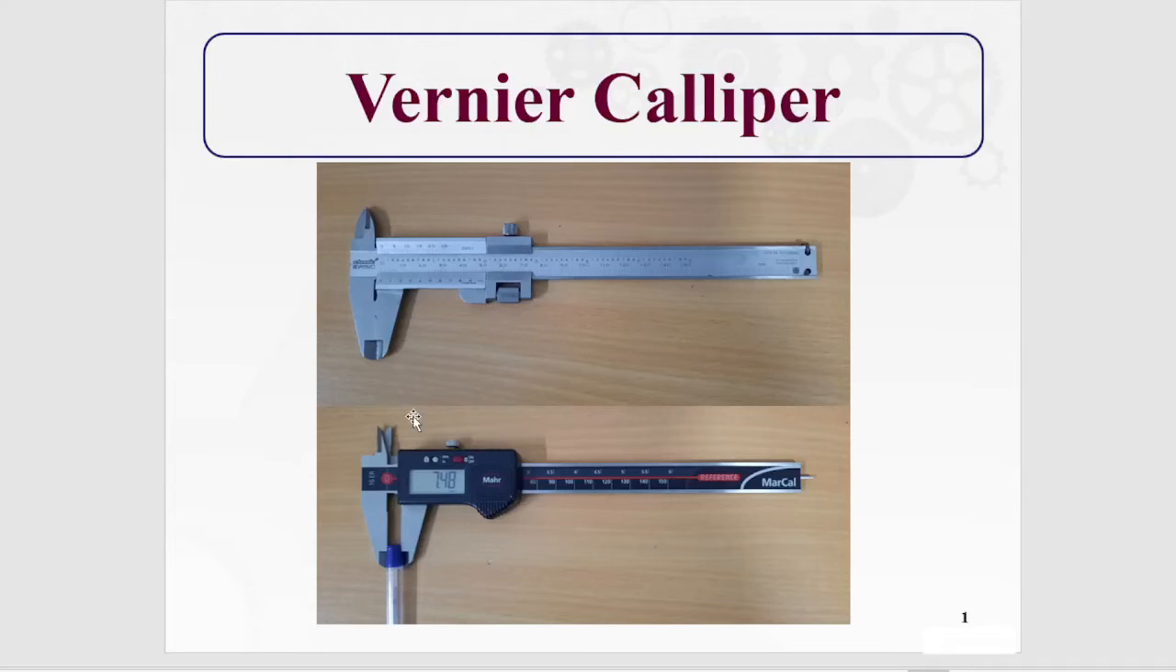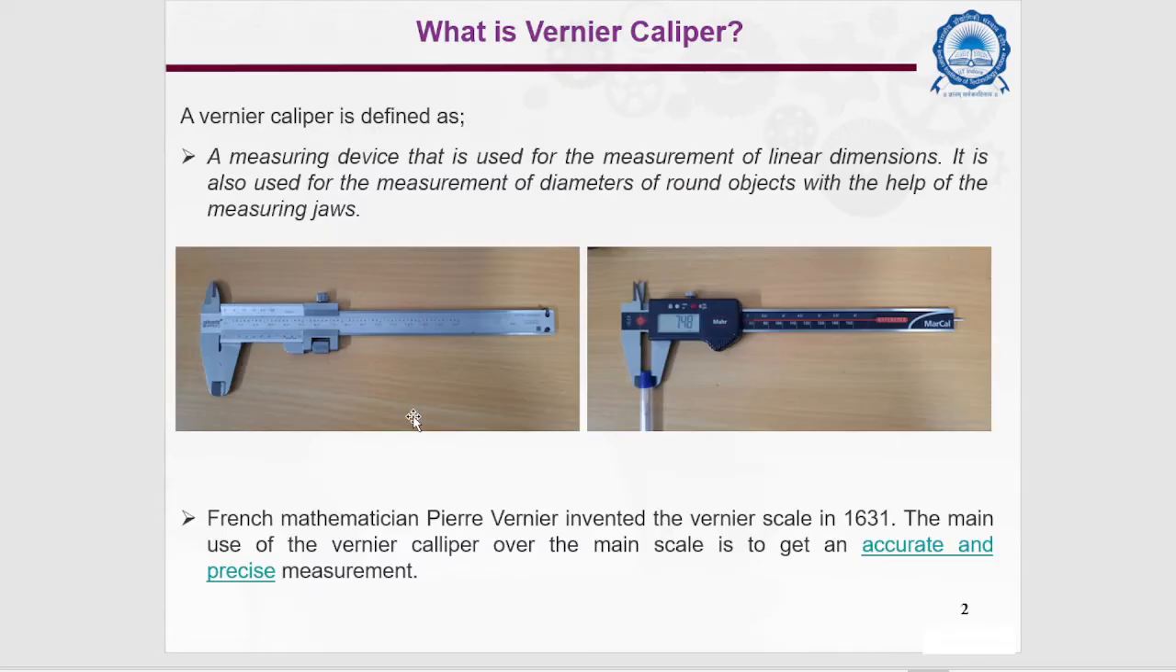Today I will discuss the basic concept of vernier calipers. So, what is a vernier caliper? A vernier caliper is defined as a measuring device that is used for measurement of linear dimension. It is also used for measurement of the diameter of a round object with the help of measuring jaws. The figure generally shows the vernier caliper: the first is a digital vernier caliper and the other is a manual vernier caliper.